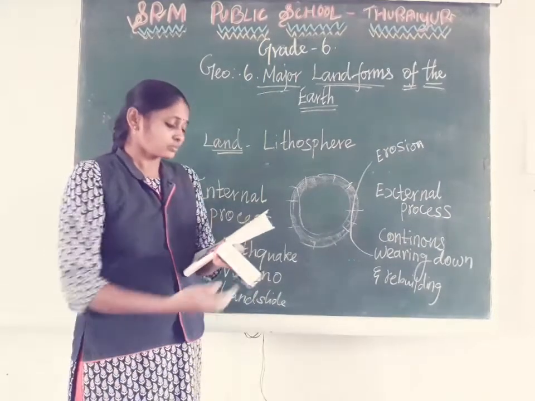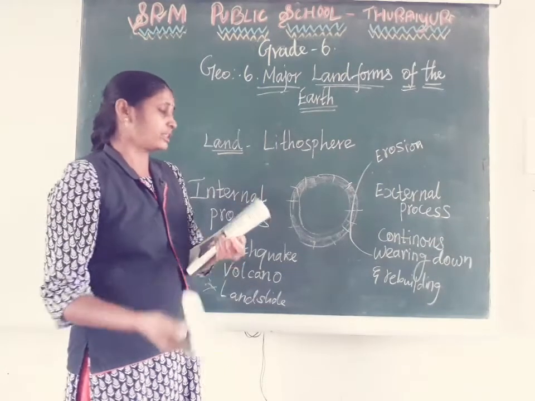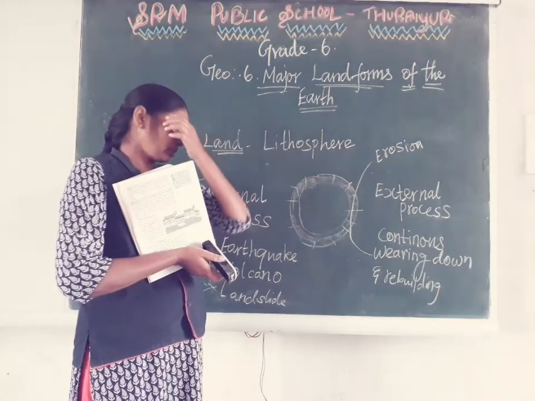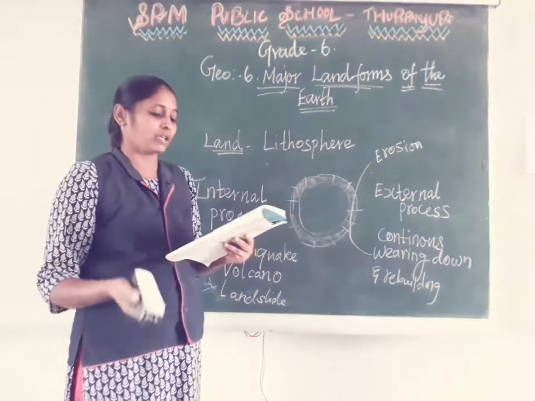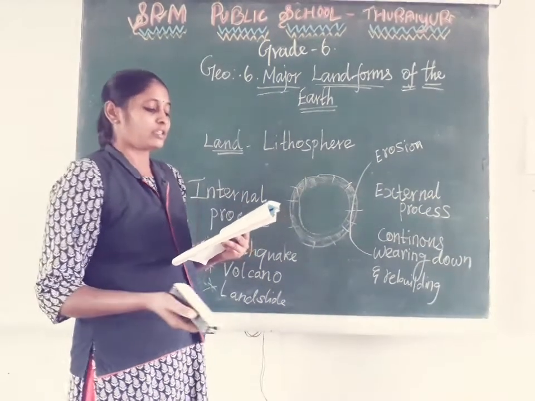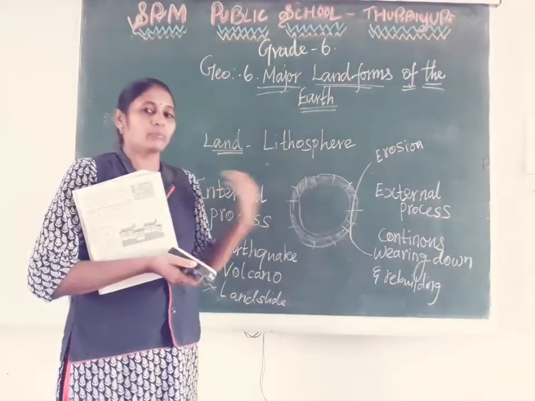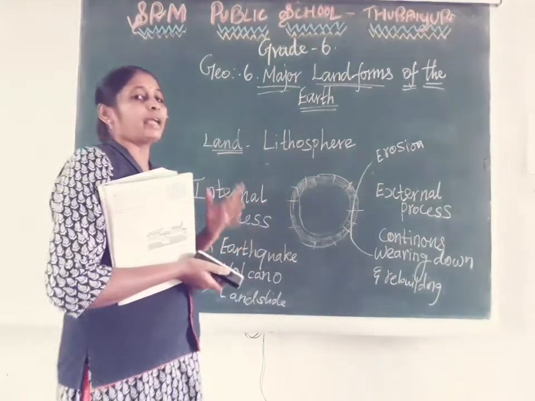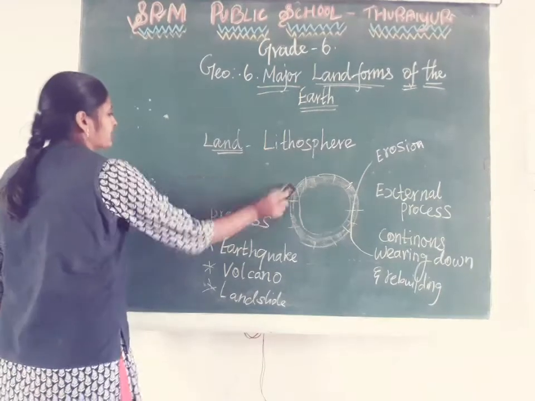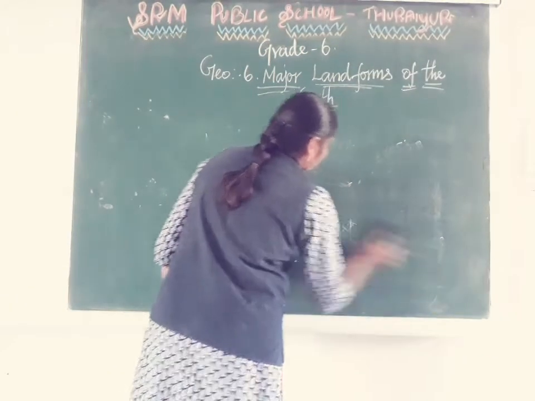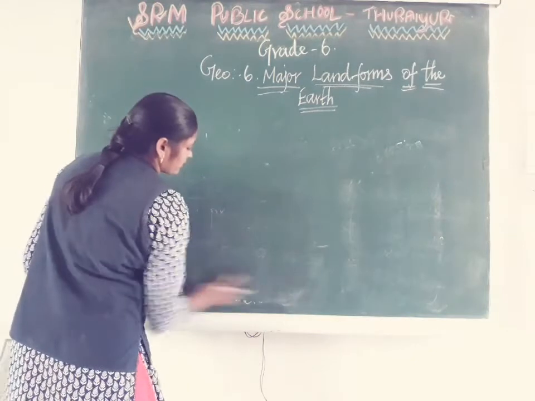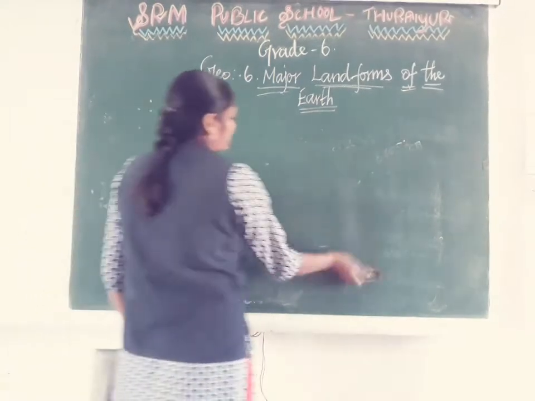Because of erosion and deposition, we can classify the land. We can divide the land into three categories: mountains, plateaus, and plains. First we are going to discuss mountains.